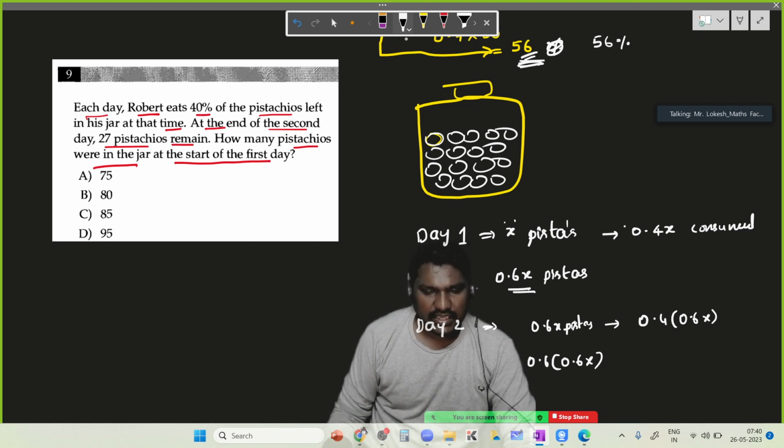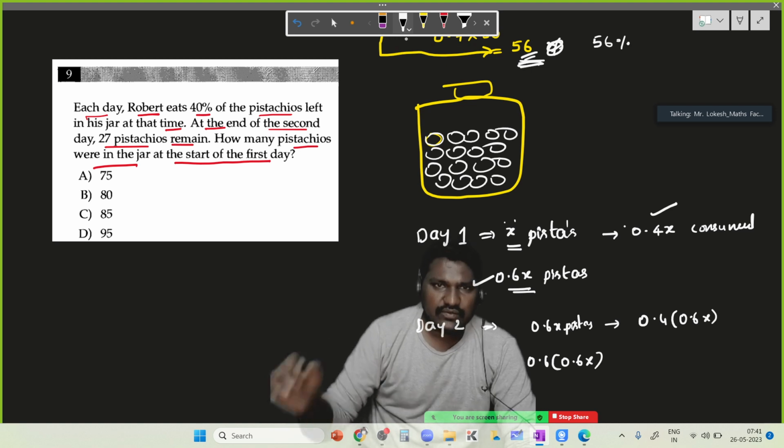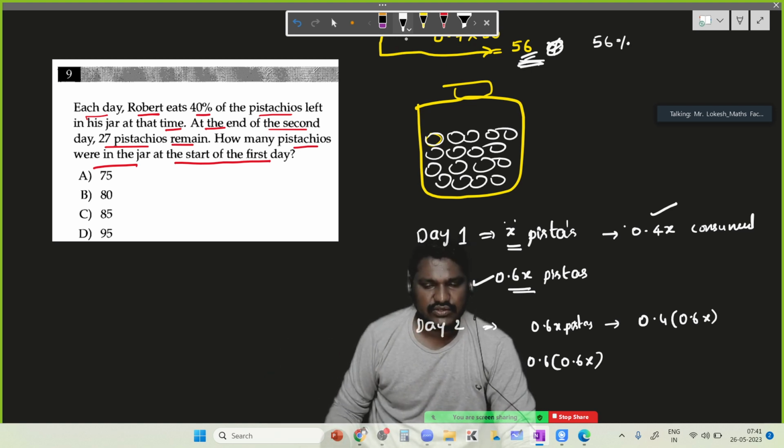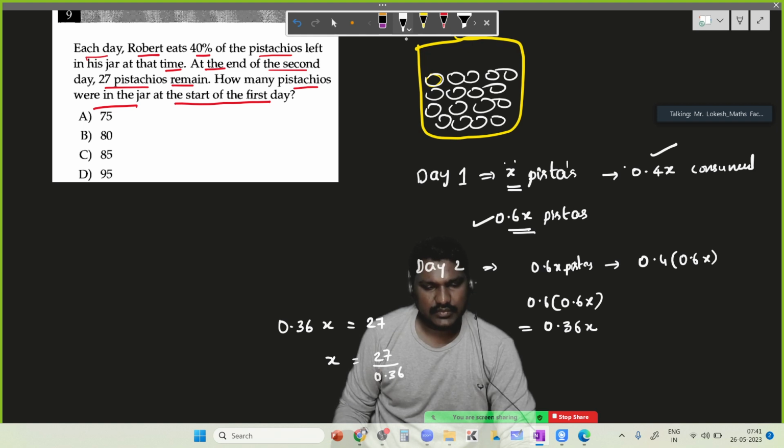So initially there are X pistas. He consumed 40%, we are left with 60%. And in that 60%, on day 2, he consumed 40% of the 60%, and we are left with 60% of the 60%. So it will be 0.6 times 0.6 times X, which is 0.36 times X, and this is given as 27. So 0.36 times X is 27. So the next step is 27 by 0.36.